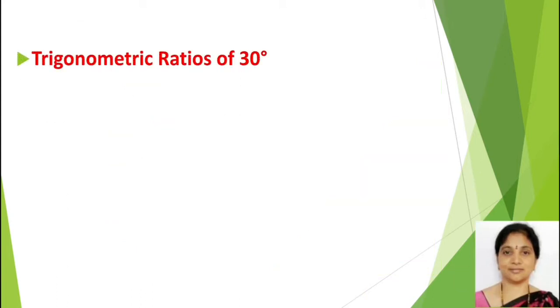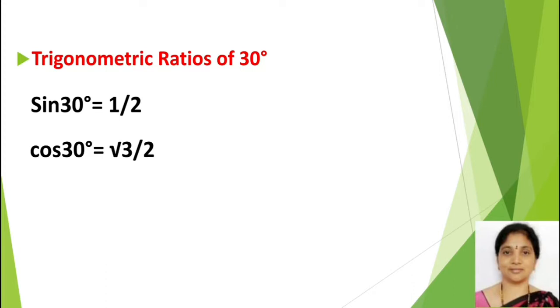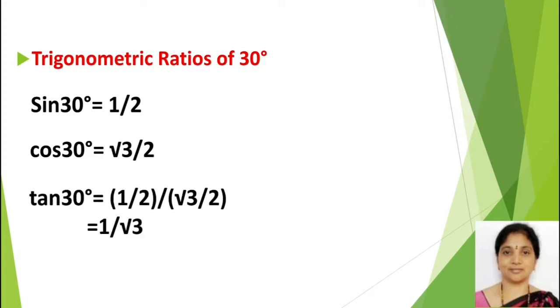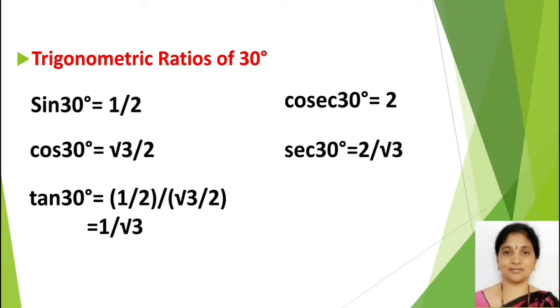And just see here, the trigonometric ratios of 30 degrees. Sine 30 degrees is 1 by 2, cos 30 degrees is root 3 by 2, and tan 30 degrees value is 1 by root 3. And similarly the reciprocals or multiplicative inverses of those values: sine 30 degrees is 1 by 2, so cosecant 30 degrees is 2; cos 30 degrees is root 3 by 2, so secant 30 degrees is 2 by root 3; and tan 30 degrees is 1 by root 3, so cot 30 degrees is root 3 by 1, that is nothing but root 3. Like this we can calculate.